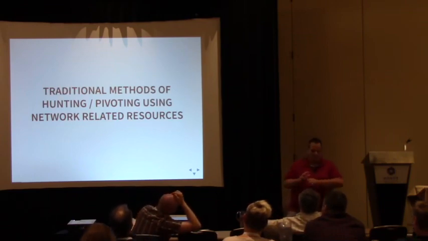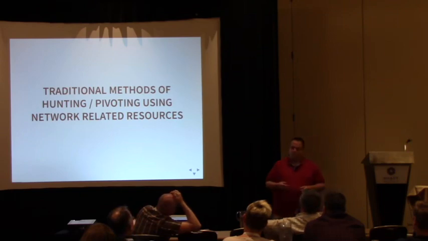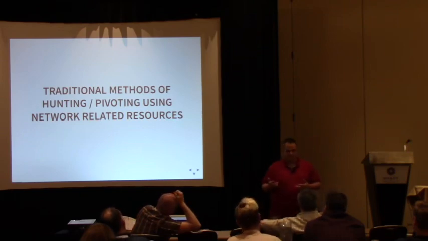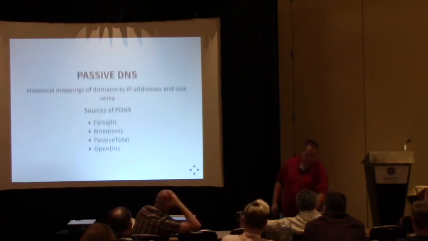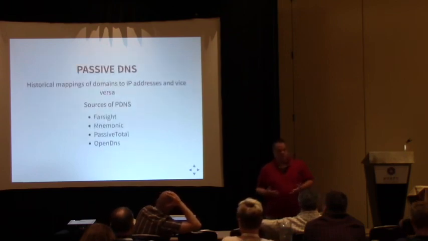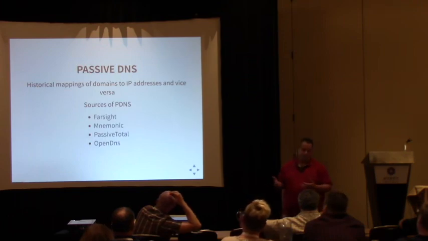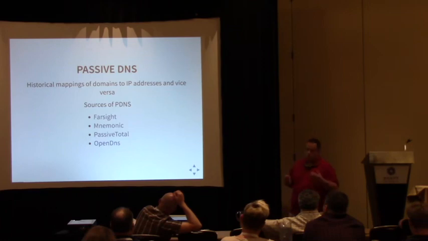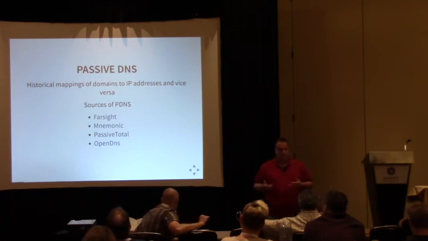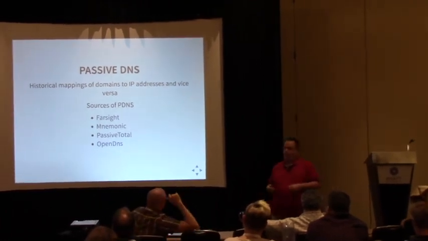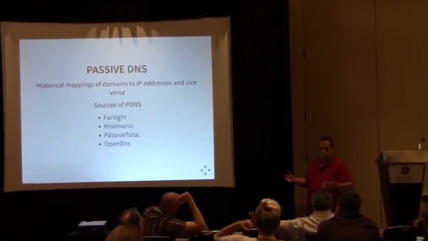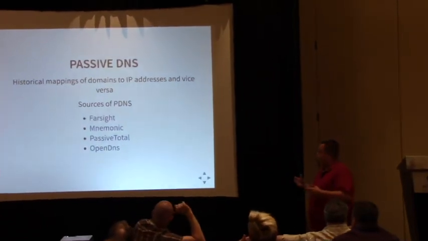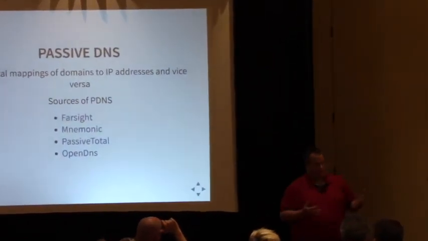So with that, I'm going to preface what I'm talking about with some traditional methods of hunting or pivoting when you're looking for network-related resources. First, passive DNS. For those that may not be aware, it's the idea of historical mapping of domains to IP addresses and IPs to domains. So the idea of, hey, what did CNN.com resolve to over the past 2 years? That way you can see historically where some domain actually resided on an IP address.